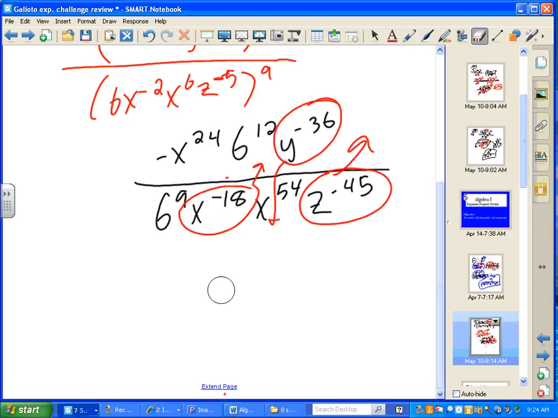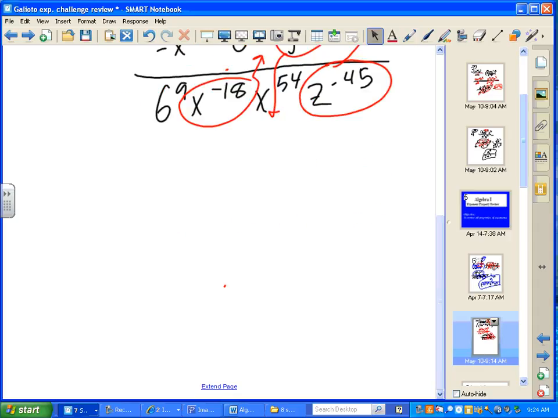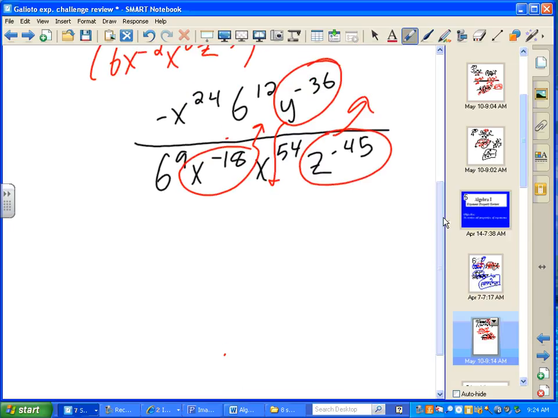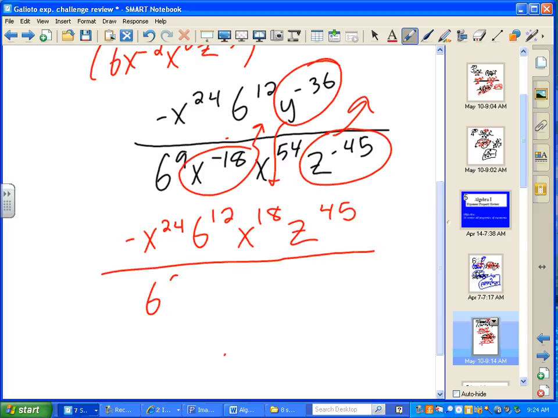So our next step, let me move this up a little, is negative x to the 24th, 6 to the 12th, x to the 18th, z to the positive 45th, all over 6 to the 9th, y to the positive 36th, x to the 54th. I think I have everything. Let me make sure. Yep.